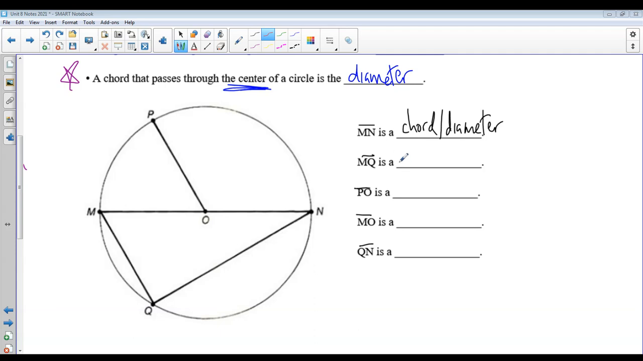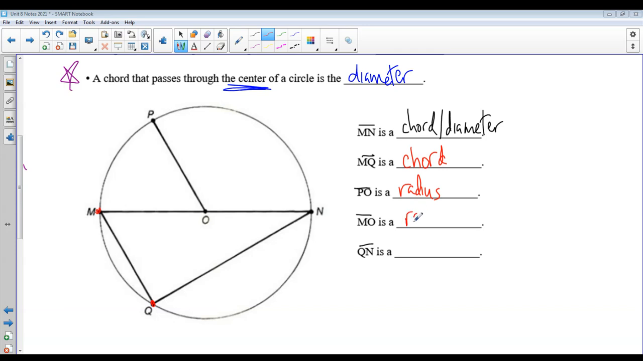Okay, so hopefully you paused and tried them out. MQ goes from one end of the circle to another on the circle. So one end of the segment on the circle to another end of the segment on the circle, that's a chord. PO is a radius, center of the circle to the outside. All right, it doesn't go all the way through, that's why it's not a chord.